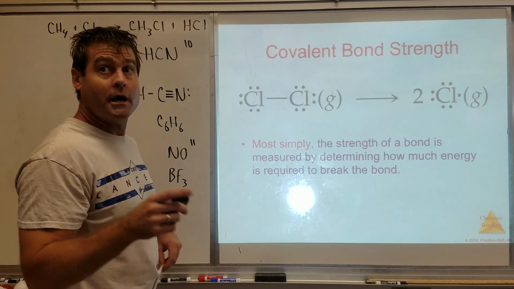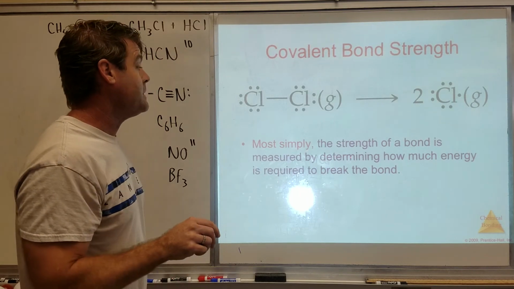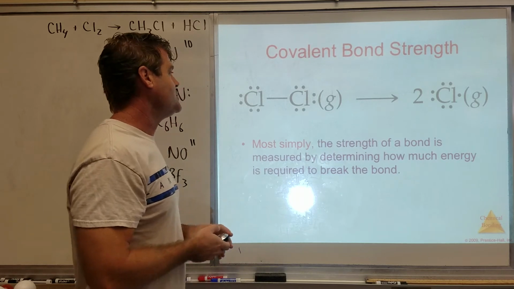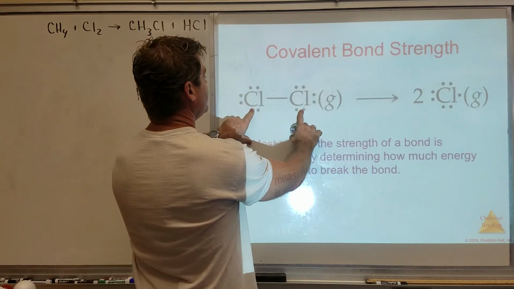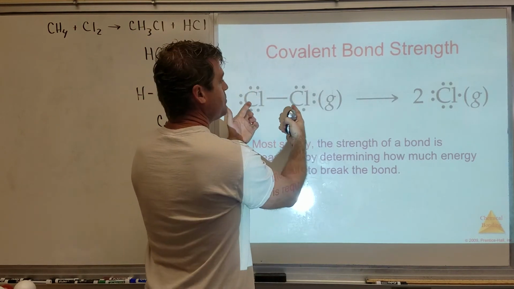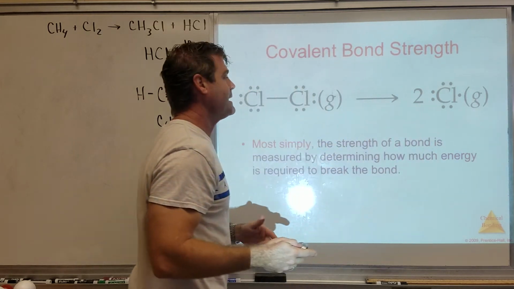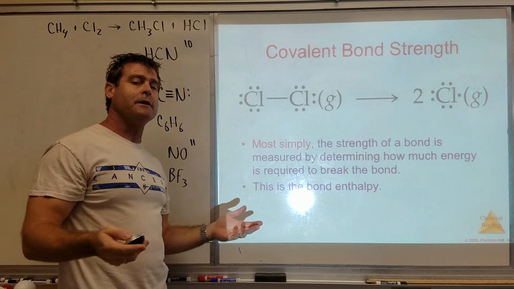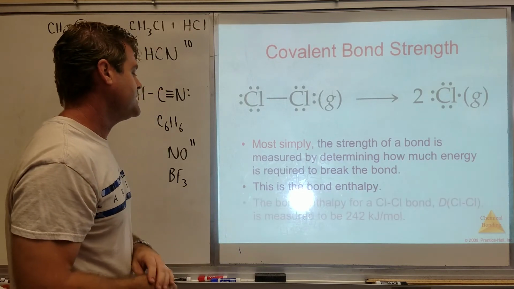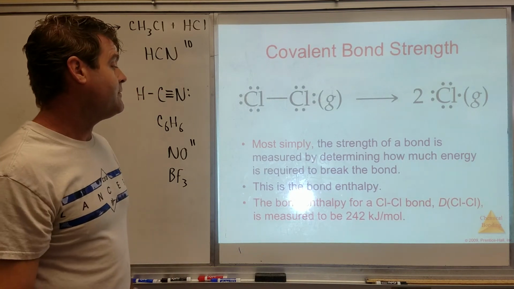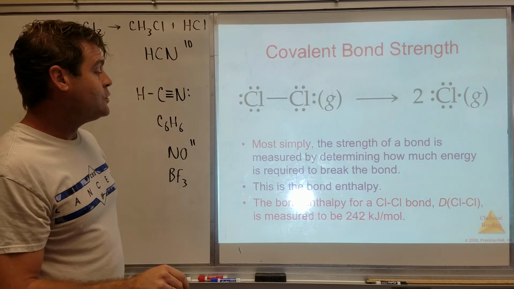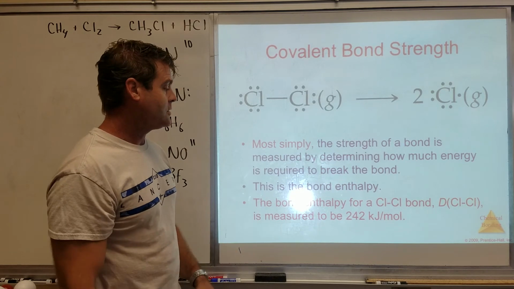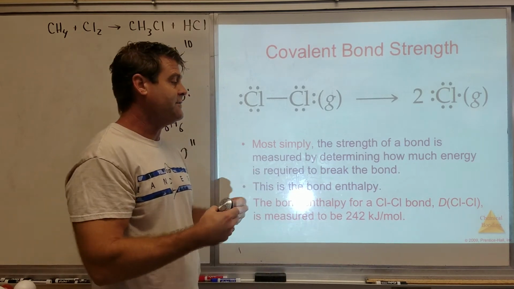The strength of a bond, almost done here guys, is measured by determining how much energy is required to break the bond. We call that bond energy. So if we had this Cl2, the amount of energy needed to break that bond, so we have two separate chlorine atoms, that's called the bond energy. Or the bond enthalpy. More specifically, it's called the bond enthalpy. A lot of times we call it bond energy. The bond enthalpy for a Cl-Cl bond is 242 kilojoules per mole. That means for every mole of Cl2 molecules I have, it would take 242 kilojoules to fully separate all of those chlorine atoms.